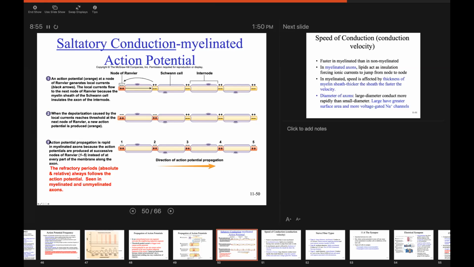So when sodium moves to the front, that's the only time it can cause threshold to be achieved, right? Because when it moves backwards, it encounters refractory segments. And as it encounters refractory segments, it can't reactivate the voltage-gated channels yet.